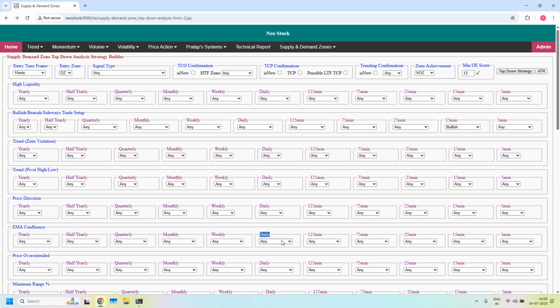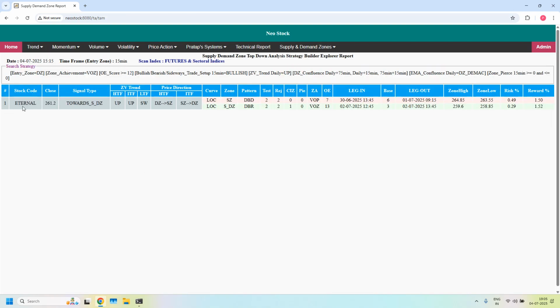EMA at a daily time frame, I'm checking daily demand zone having daily EMA. At the same time, trend on the daily should not be sideways. It should be uptrend because it is bullish trade setup. So this one stock is filtered. So this is even more high probability trade setup. Maybe that is the reason why this zone is already tested twice.